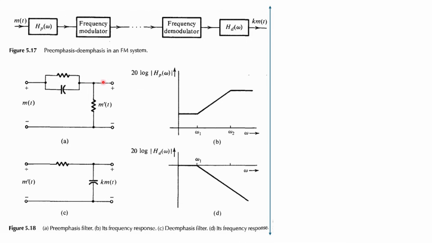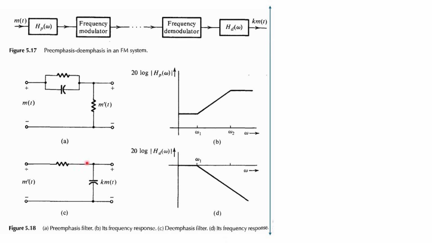Now, here is the circuit for the pre-emphasis circuit. That may include the resistance, capacitance, and resistance, and this is the corresponding transfer characteristic. You can see here high frequency is passing. If it is greater than omega 2, it will pass very quickly, and if it is between omega 1 and omega 2, it will pass with certain loss, and it will be suppressed if it is lower than omega 1.